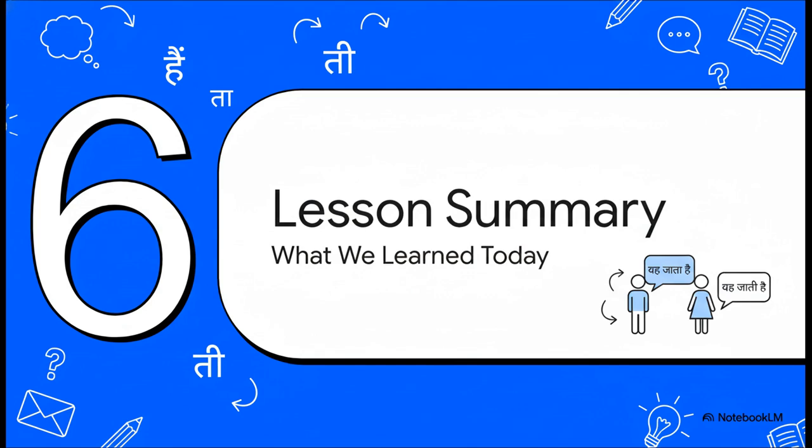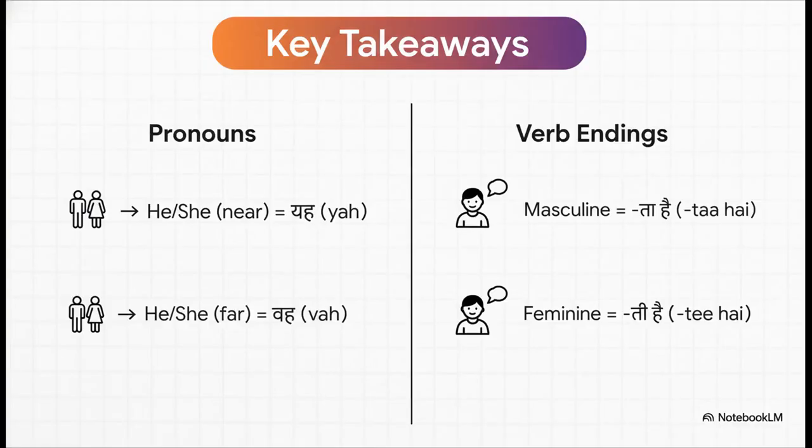Let's do a super quick review just to lock in everything we learned today. Here are the essentials, your cheat sheet. For he or she, when they're near, use ya. When they're far, use va. And for the verbs, remember, the masculine ending is ta hai and the feminine ending is ti hai. That's the whole lesson in a nutshell.